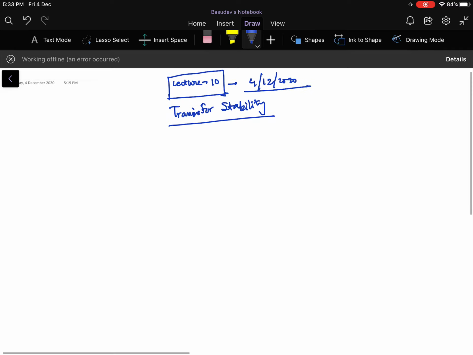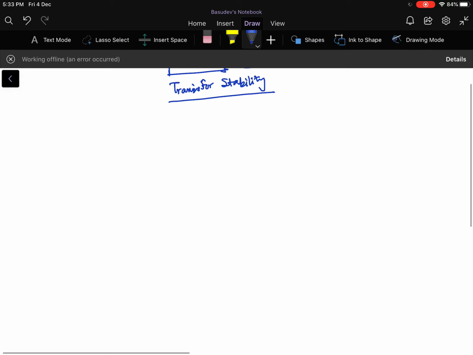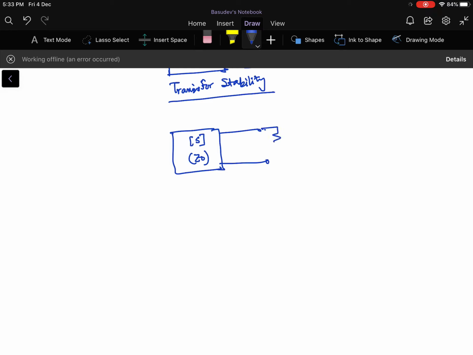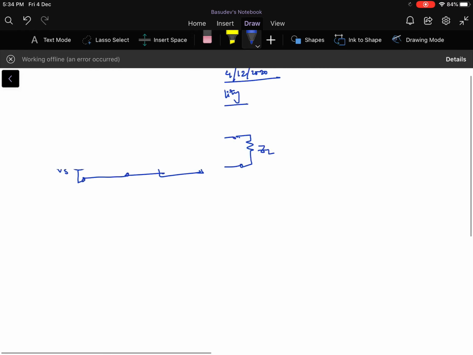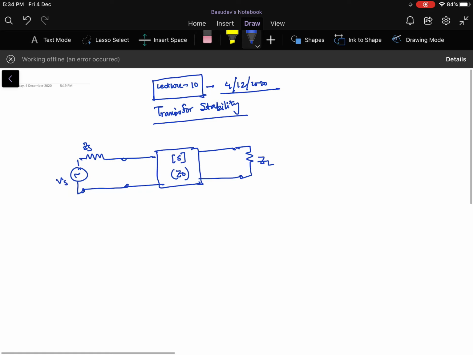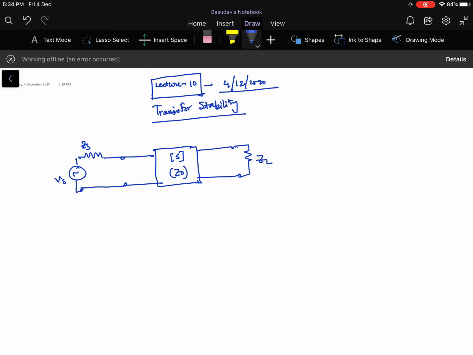So first let me draw the basic high frequency block, which was like this. It is the characteristic impedance. This is, let's say, ZL. VS, and it is ZS. Now, I will see the input reflection and the output reflection.